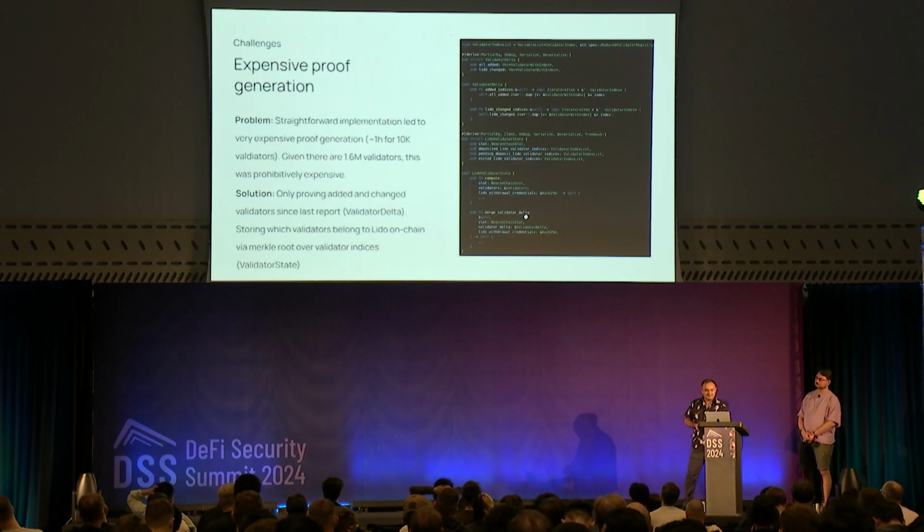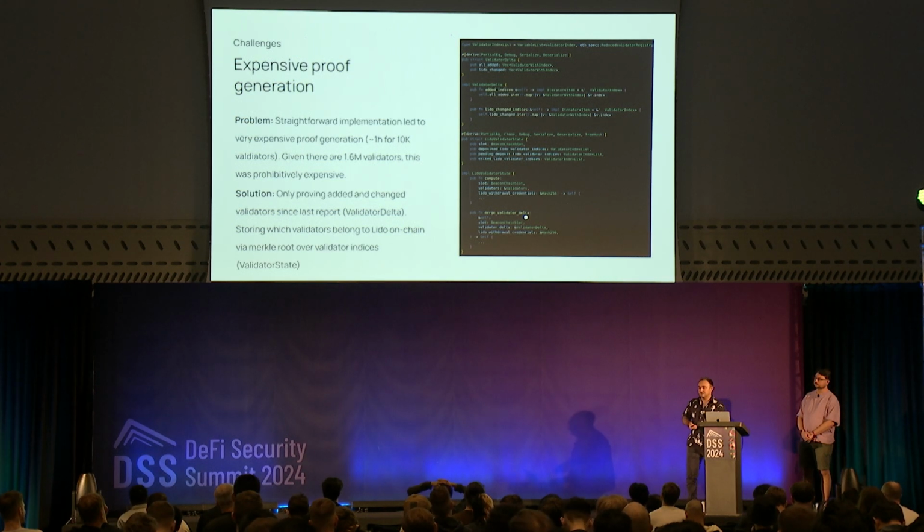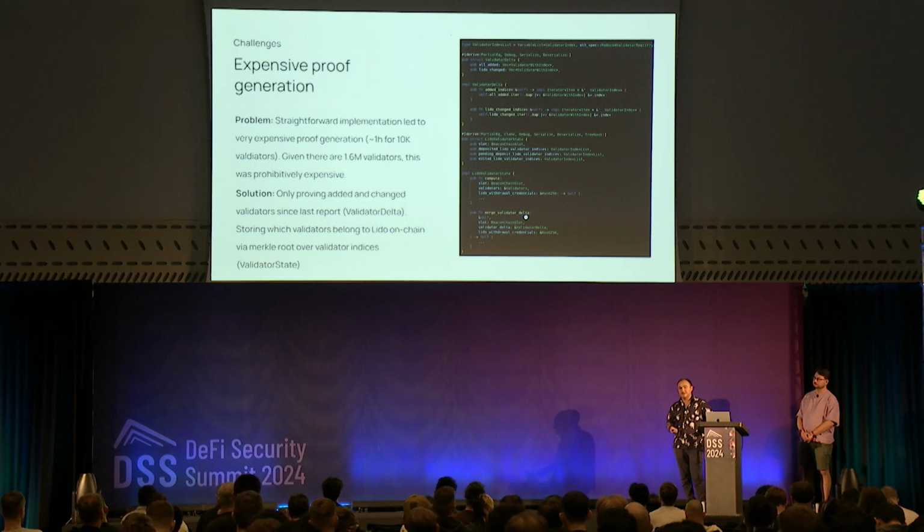The second part was that naively generating the proof was extremely expensive in terms of RISC-V cycles, and that impacts the cost of the proof and the time it takes to generate the proof. Overall, it would take 1 hour for 10,000 validators, and it was scaling linearly. So for 20,000 validators, it would be 2 hours, and for 1.6 million validators, it would be a couple of weeks, and that's obviously not practical.